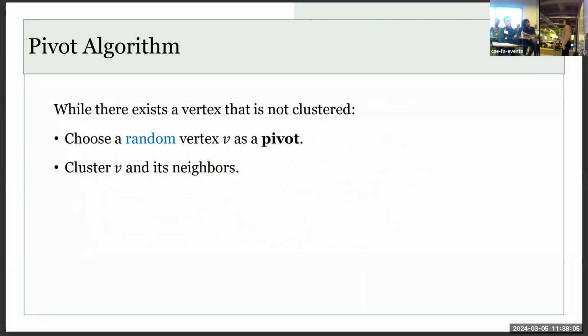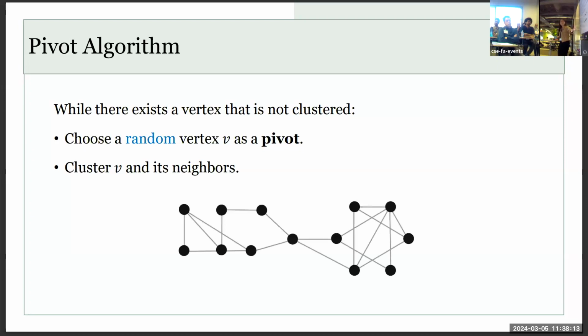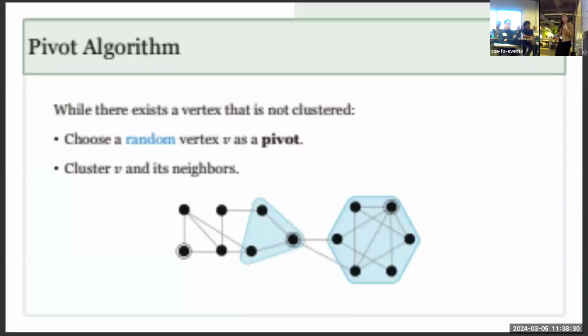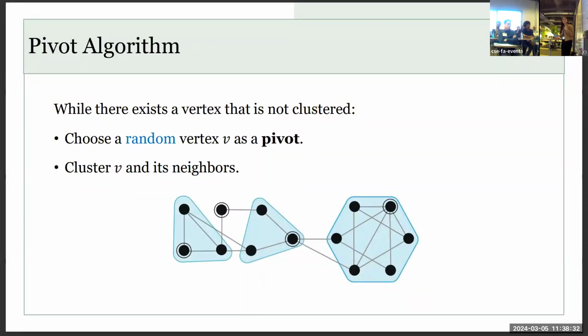Okay, so let's start with what the pivot algorithm is. Imagine we have this graph as an input. We pick a random vertex as the pivot. We then remove all its neighbors and put them in a single cluster. And then we do this again and again until we don't have any vertices that are not clustered in the graph. So here the output of the pivot would be something like this.